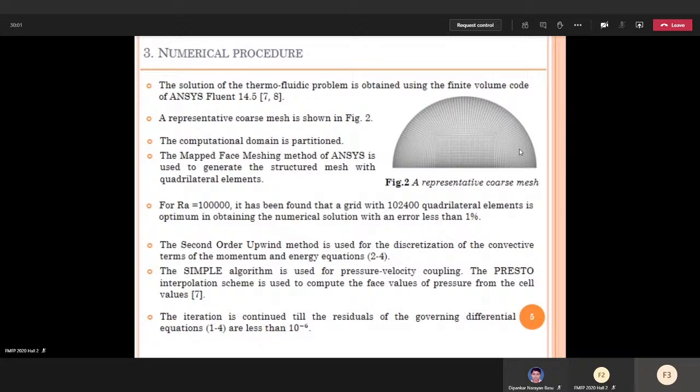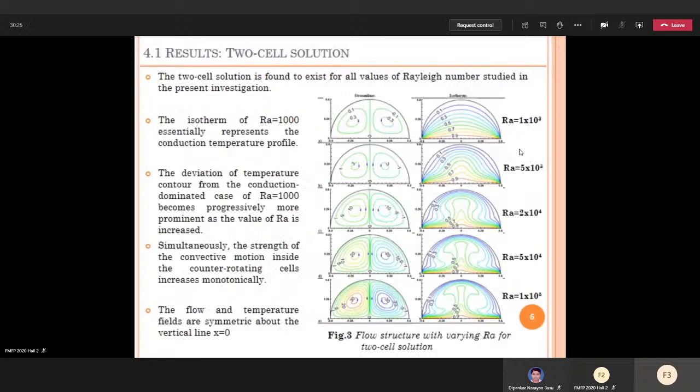The second order upwind method is used for discretizing the convective terms, and the SIMPLE algorithm is used for pressure velocity coupling. Linear interpolation is used to compute the face values of the pressure from the cell values. To ensure the accuracy of the solution, iteration is continued till the residuals of all the governing equations are less than 10 to the minus 6. With that, we come to the results of this study.